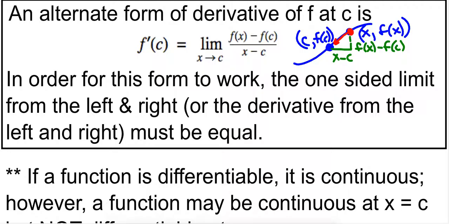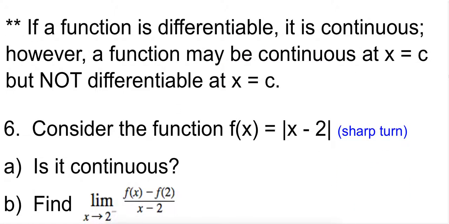Now, one other thing that we need to talk about. If a function is differentiable, that means it's continuous. Okay, that's just kind of a given. However, you might have a continuous function at a point x equals c, but it's not differentiable. So being differentiable means it's continuous, but being continuous does not necessarily mean differentiable. And I'm going to show you a couple examples of that.